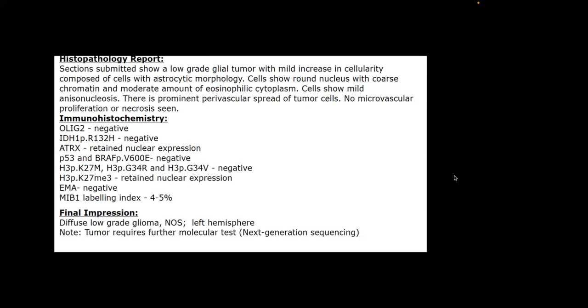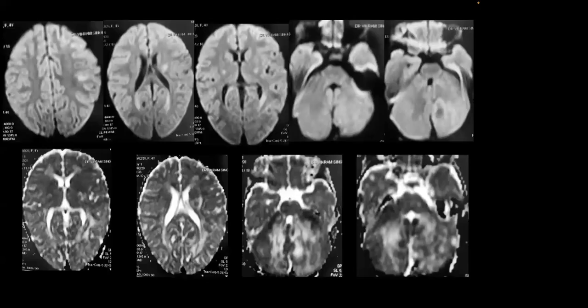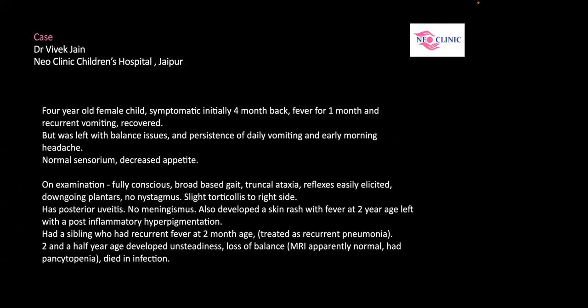Okay, yeah. And then we have another case. I think Dr. Vivek also had discussed this in the last meeting. Dr. Vivek, do you want to quickly summarize the presentation of the child? This is the 4-year-old girl who, 6 months prior to the presentation, had a febrile illness, following which she had recurrent vomiting in the mornings and a cerebellar syndrome in the form of a broad-based gait and truncal ataxia.